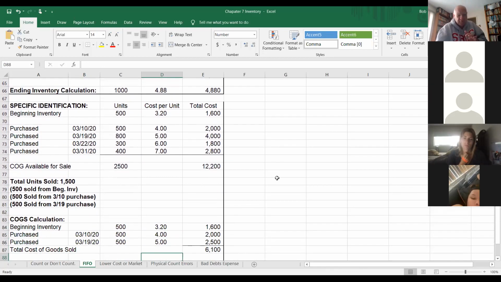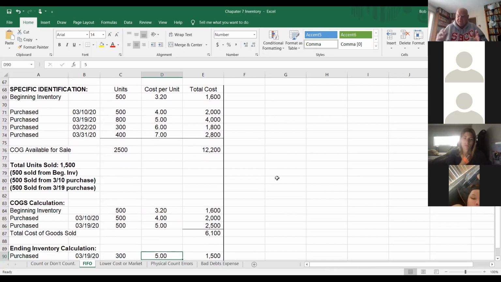Now, you would think specific ID should be the easiest one of all, right? The easiest one. They're telling you exactly which of these 2,500 that they sold. So I'll do this one. We sold 1,500, and they're giving you the information. They're saying 500 came from here, 500 came from here, and 500 came from here. That makes it pretty easy, right? You see that, Nicole?